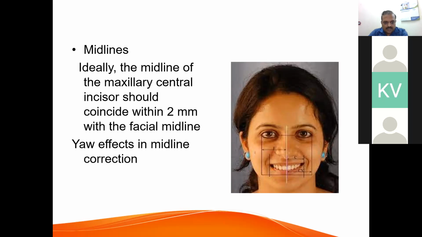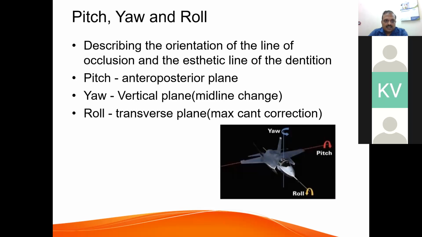Here are three things you should know: pitch, yaw, and roll. These are three terminologies that show three-dimensionally how the middle third of the facial skeleton is positioned. Pitch is the anteroposterior movement, for example when the mandible is moved anteroposteriorly. Yaw is the vertical plane adjustment, mostly the midline corrections when there is a midline shift.